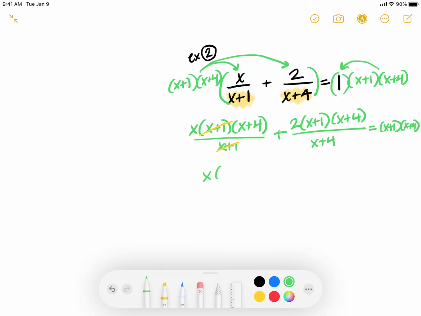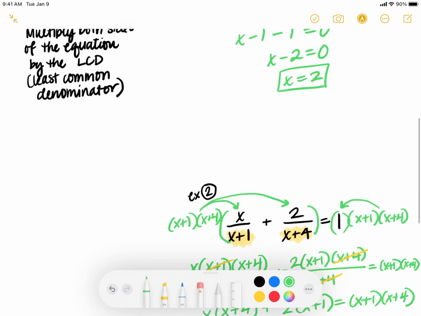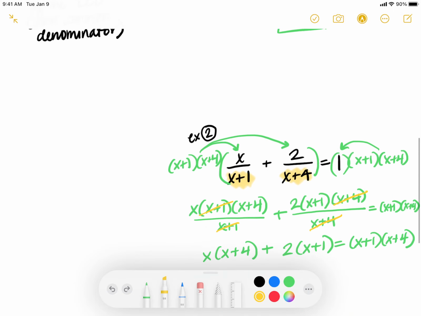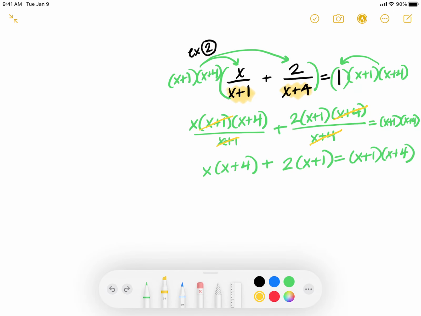So all I'm left with is x plus 4, plus, same thing. X plus 4 cancels out or divides with x plus 4. So leaving with just 2 times x plus 1 equals x plus 1 times x plus 4. Now that we've completely eliminated our denominator, again, the whole point of this is to clear the denominator. Since we've completely cleared the denominator, we are just going to multiply this out and solve it just like the linears or the quadratics we're accustomed to.